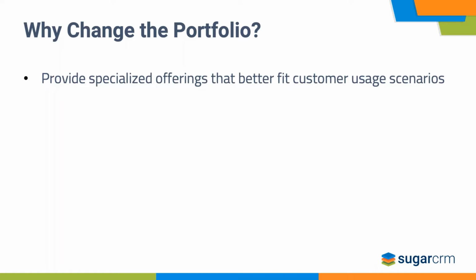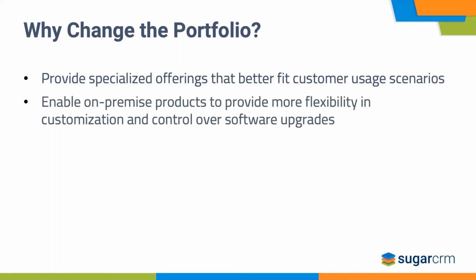So we're actually providing more specialized offerings, which gives us the ability to innovate in the future from a roadmap perspective and provide even more capabilities for those user sets. It also enables us to make our on-premise products provide more flexibility in terms of customization and control over software upgrades. So the reason that most of our customers have on-premise products is because they require the ability to do extensive customization or the ability to control software upgrades and how often they're applied to their technology stack.